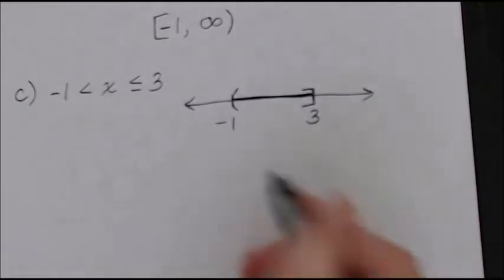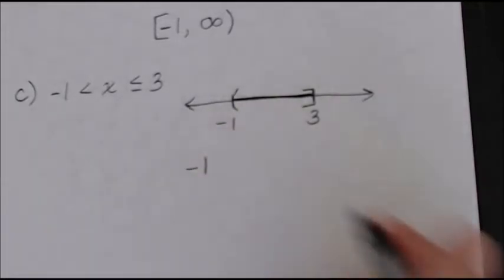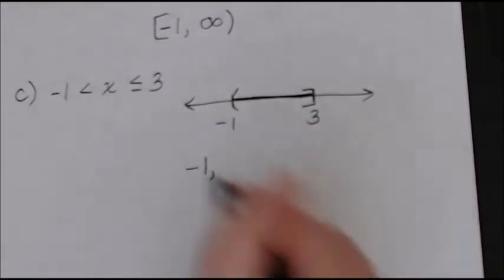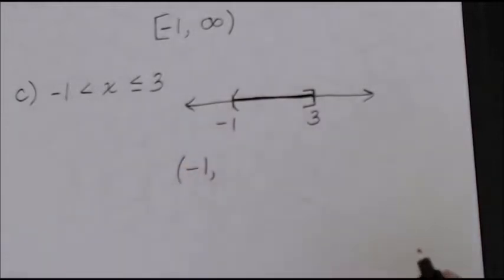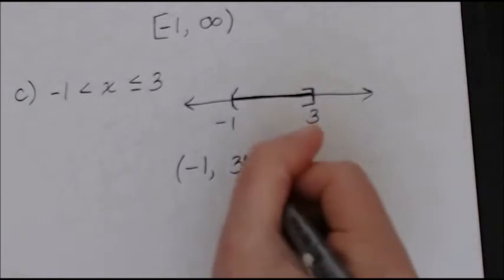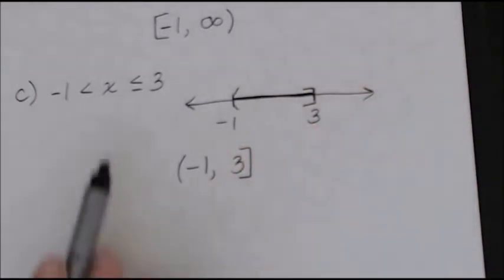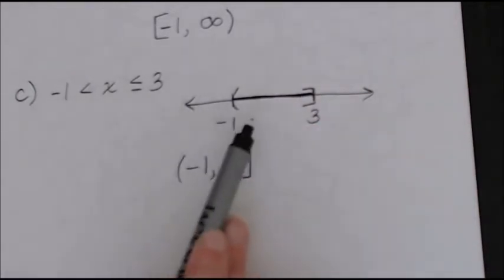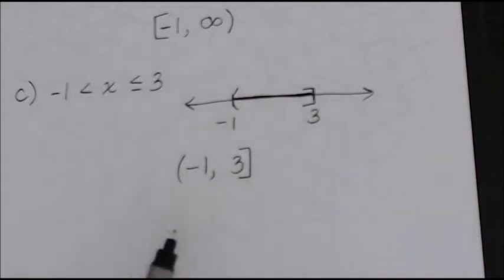Interval notation, so my lowest number is -1, and I did not want to include that, so I'm going to put a parenthesis around it. My highest number is 3, and I did want to include that, so I'm going to put a bracket around it. So there you have it. That's inequality notation. This is the graphical notation, and this is the interval notation.